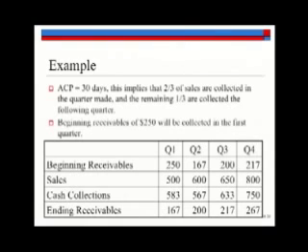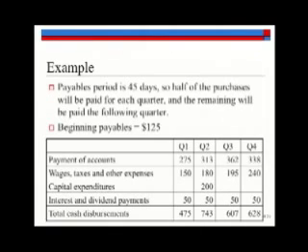So if you're doing this on a spreadsheet, you make one quarter and you just drag this column across and you'll have that done. Now let's look at the payables. First we have payments on account. And remember that the beginning accounts payable was $125.